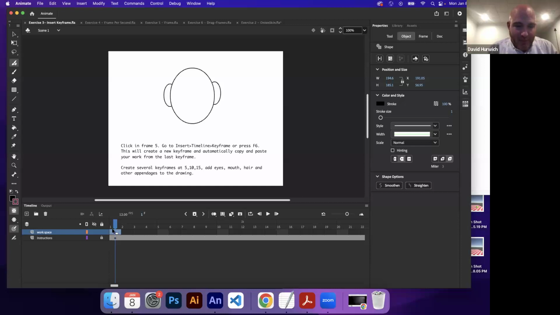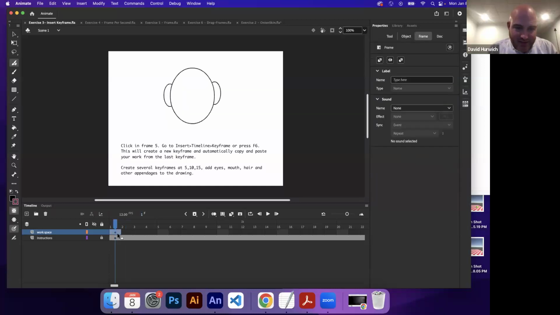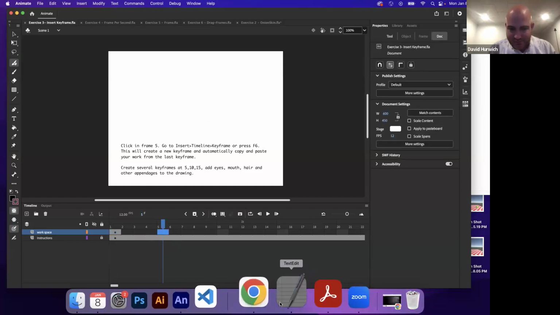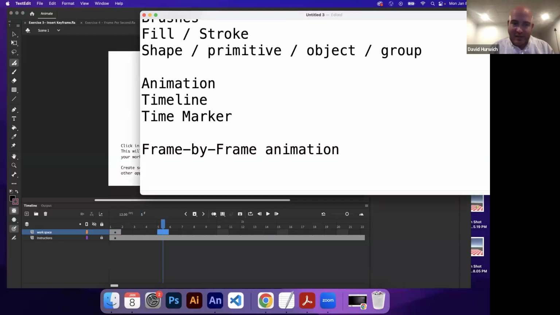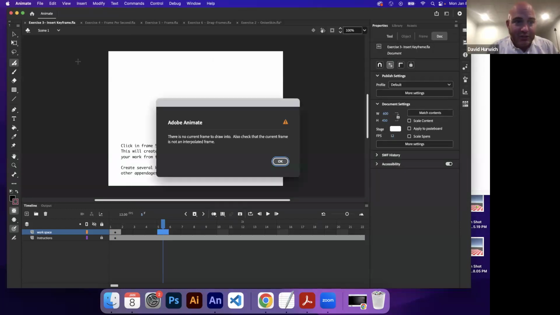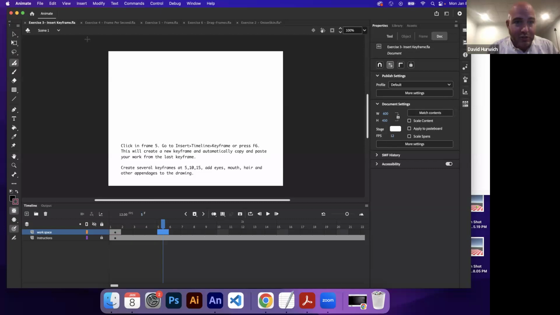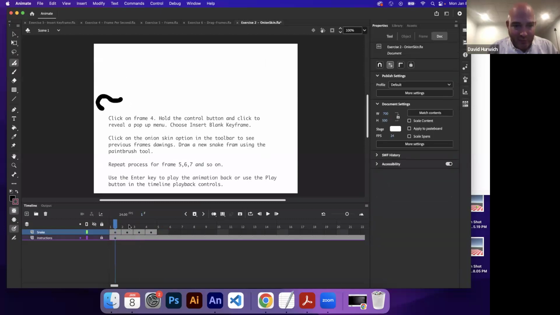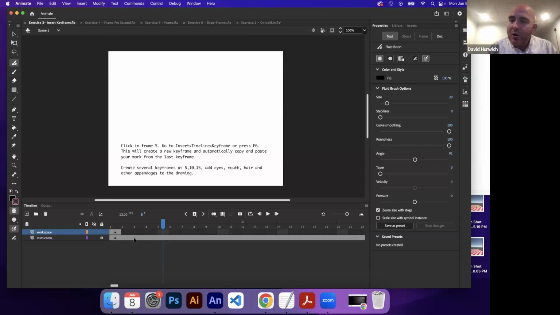Okay. So here on frame 1, this is a keyframe, this black dot. In Animate, a keyframe is where change occurs. Now, in the first couple of examples, we literally changed every single frame: frame 1, frame 2, frame 3, frame 4, because the snake was constantly changing. We had to constantly keep making new keyframes. But we don't always have to do that.